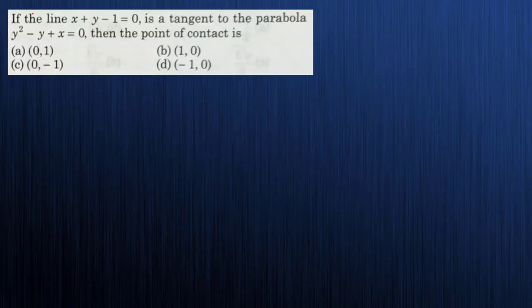Next, if the line x plus y minus 1 equals 0 is a tangent to the parabola y square minus y plus x equals 0, then the point of contact is what? Okay, in the form of y square equals 4x, so we will have the parabola like this. Okay, and it is a tangent.